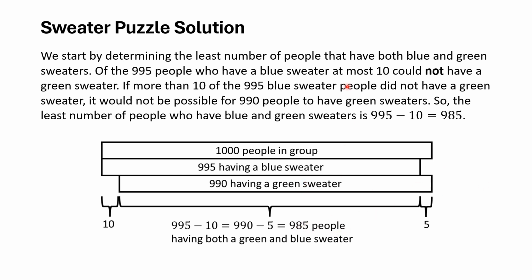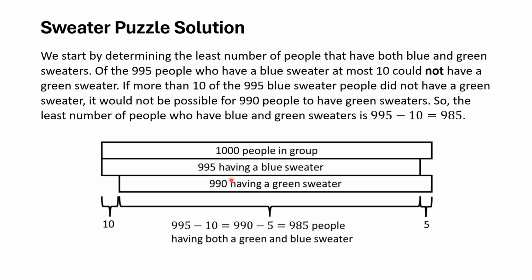So just looking at the 2 sweater problem, the minimum number of people that need to have both in order to fulfill the requirements of having 995 people with blue sweaters and 990 with green sweaters is 985. At least 985 have to have both blue and green. Now the problem is just recursive from this point. I'll summarize it on the next slide.